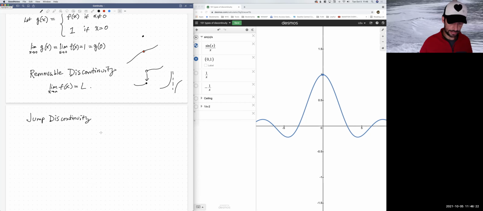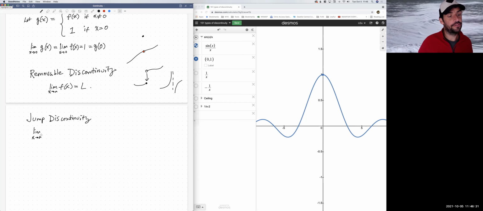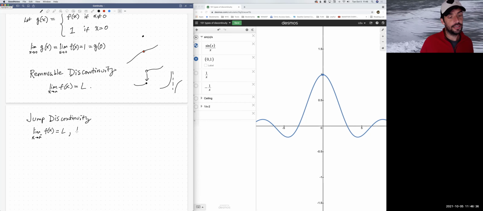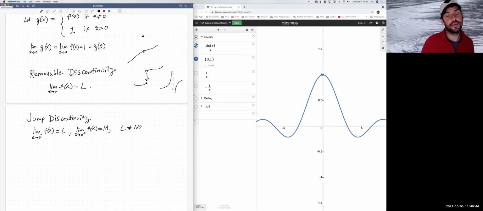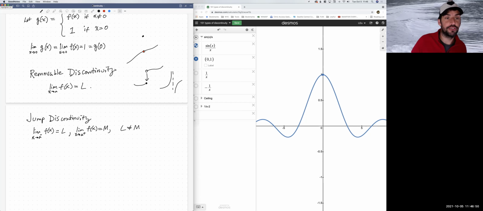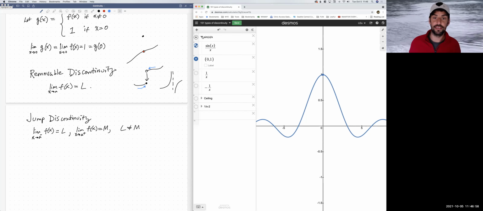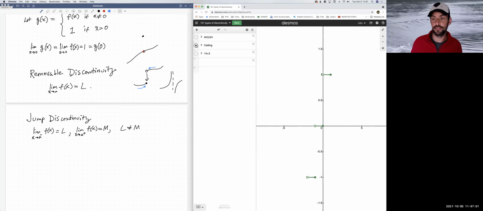These are when the limit as x goes to a from below exists, so let's say it equals L, and the limit as x goes to a from above exists, we'll call it M, but these two limits are not equal. So that's what's happening in this picture here. From below, we're approaching one value. From above, we're approaching another. Or here's a classic example of this kind of discontinuity, a jump discontinuity.